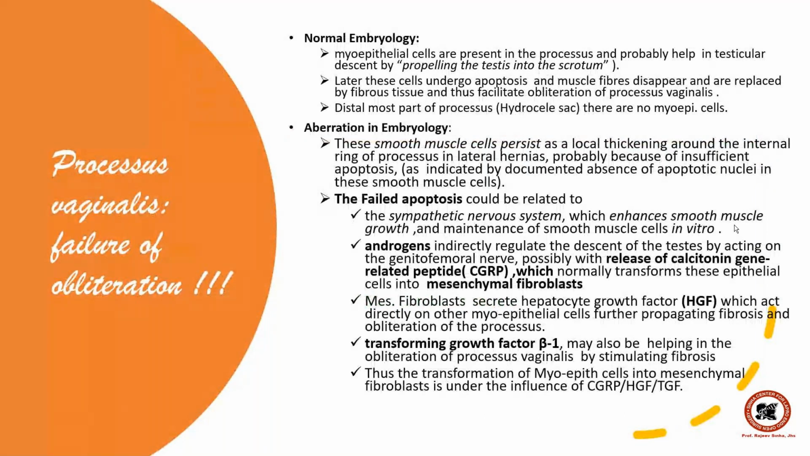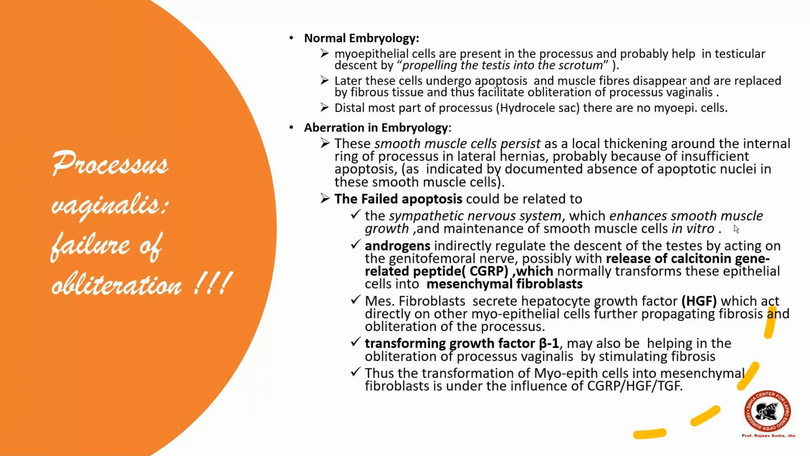Now, why does the processus vaginalis close down? You'll find that there are myoepithelial cells present in the processus vaginalis, and they help in testicular descent by propelling the testis into the scrotum. That's pushing the testis into the scrotum. At the same time, over a period of time, these cells undergo apoptosis and convert themselves into fibrous tissue. So the muscle fibers disappear, the myoepithelial cells disappear, and they're replaced by fibrous tissue, thus facilitating the closure of the processus vaginalis, right? And if you look at the distal-most part of the processus vaginalis, which we know as the tunica vaginalis, which is enclosing the testis, you'll find that there are absolutely no myoepithelial cells out there.